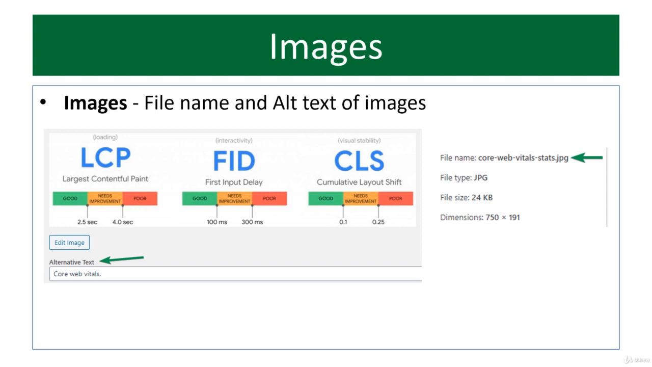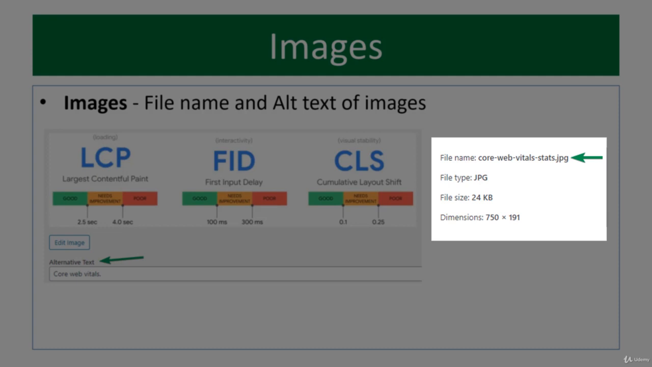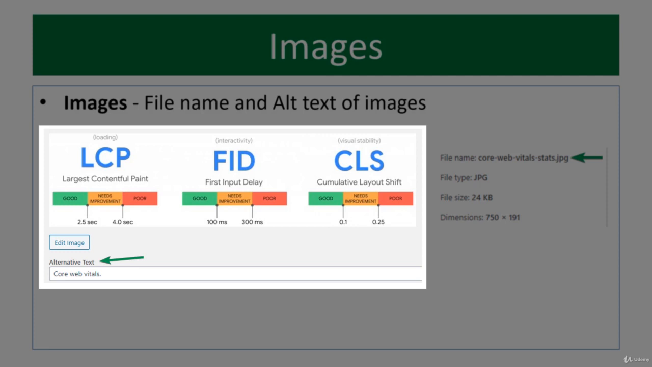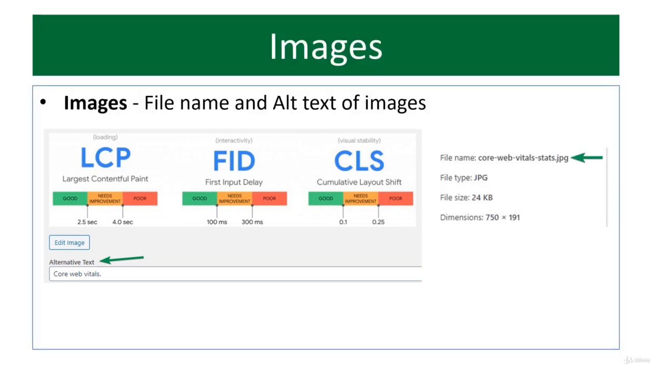So here, for example, I have an image on my WordPress website. On the right, you can see the file name, which is core web vitals stats.jpg. On the left, you see the image, and below that, the alt text. In this case, it is core web vitals. So you can use your keywords in these strategic places to optimize your images as well.